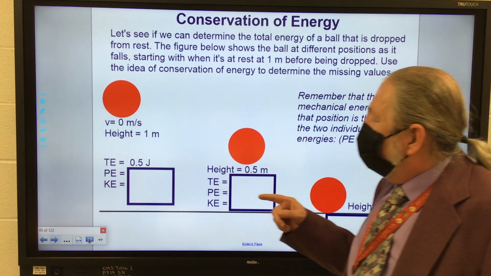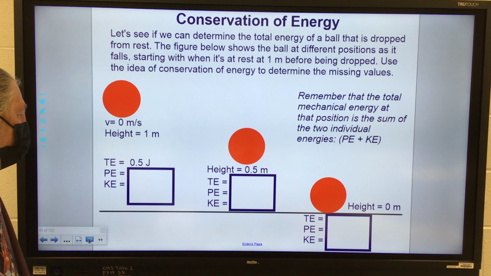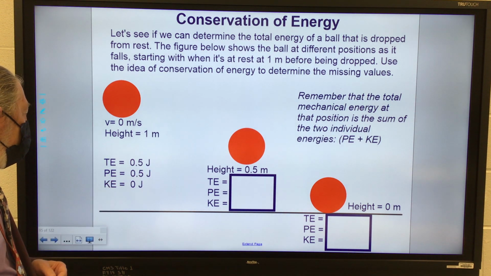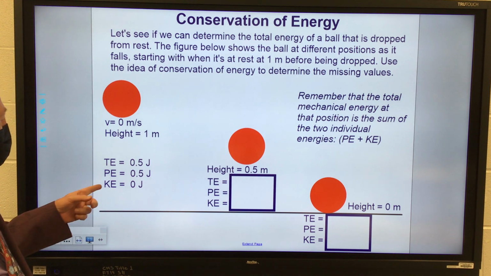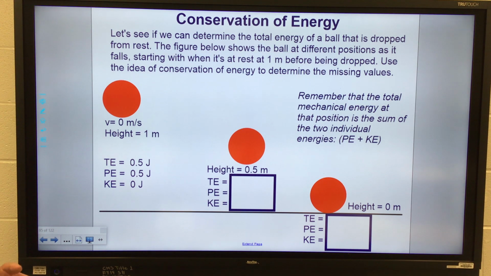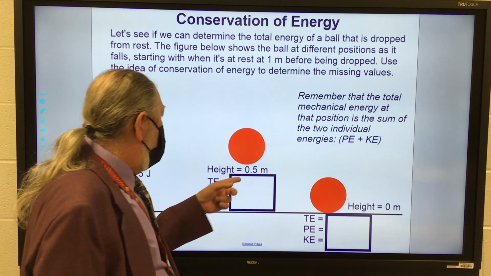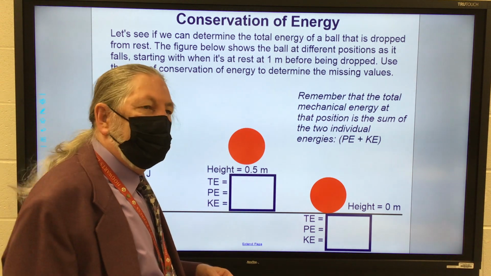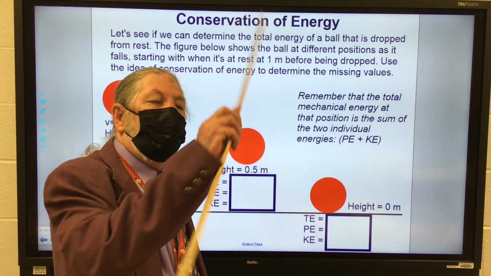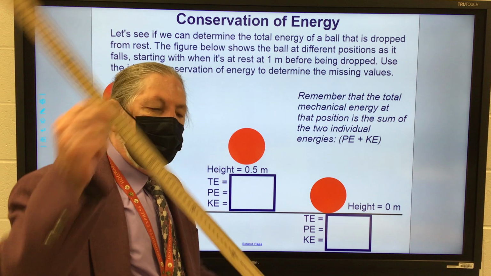So we have total energy is 0.5. Okay? Potential energy is 0.5. So what's our kinetic energy? Zero, right? Does that make sense? Yes. Okay, look right here. The height is 0.5 meters, half a meter. Here's a meter stick right here, so half of that meter stick. So it would be right at 50, that'd be half a meter from here to here.